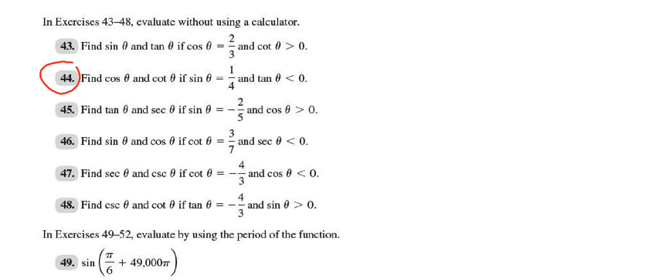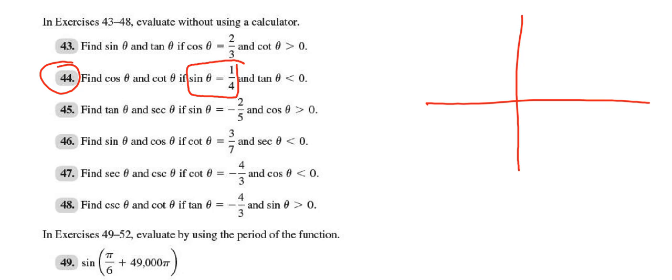This is question 44: evaluate, or find, cosine and cotangent if the sine of theta is a quarter. Okay, so sine theta equals a quarter. Which two quadrants are we in if the sine is 1/4? Is sine an x value, a y value, or a slope? It's a y value. They just told you it was positive a quarter, so it's either in 1 or 2, because of the positive y value.